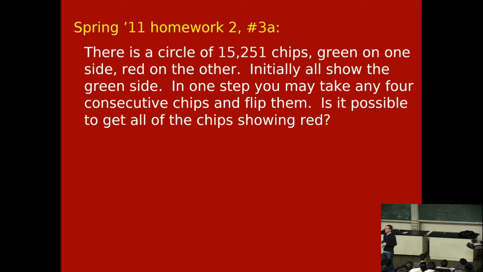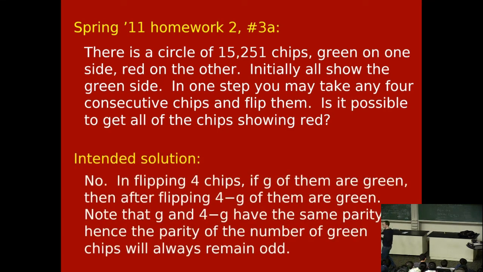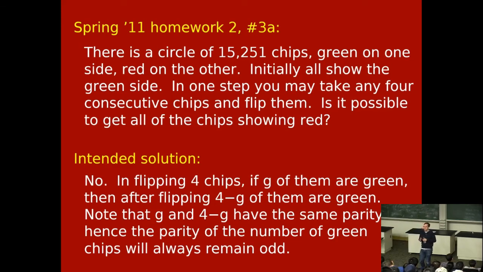I'll just tell you the answer is no, and this is the intended solution. Whenever you flip 4 chips, maybe some of them are red, some of them are green, but let's say g of them are green, then after flipping them, 4 minus g of them are green. That's just how the flipping works. And notice that g and 4 minus g have the same parity. In other words, they're both even or they're both odd. So whenever you do a flip, the evenness or oddness of the number of green chips doesn't change. It starts out with an odd number of chips being green, so you can never get down to 0 green chips because it'll always stay odd. Okay, that was the problem.